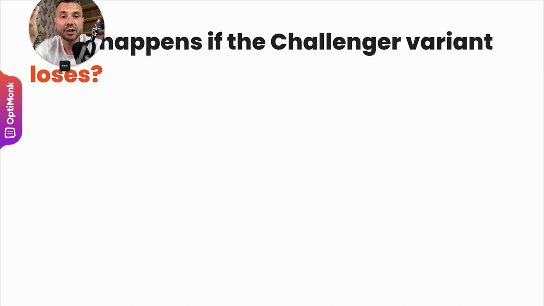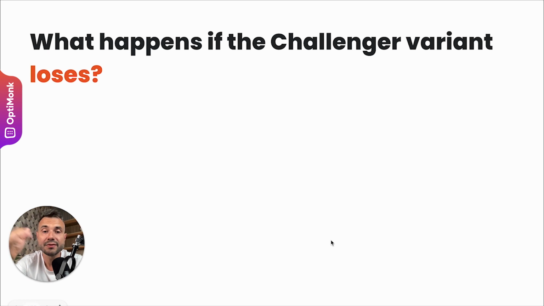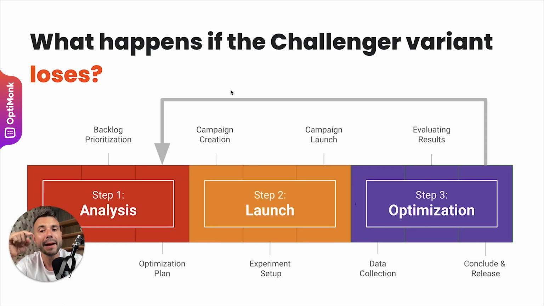What happens if the challenger variant loses? Well, that's when the learning happens. So we get back to the drawing board and back to the optimization plan. We might draw up some new ideas for what to test, and we can start it over.